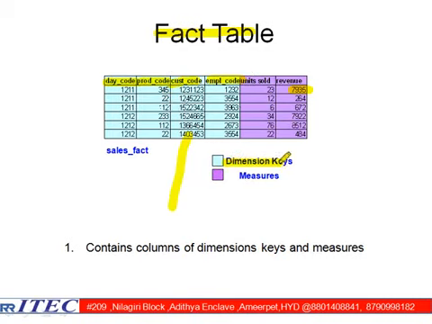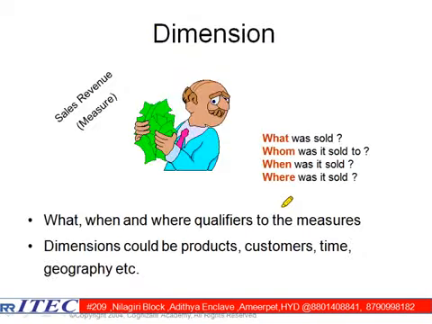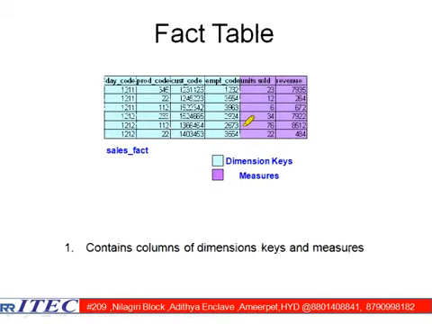So in the fact table we always have the dimensional keys available. Based on that only you are going to answer all these questions. What was sold? The product. Whom was it sold to? The customer. When was it sold? Time. Where was it sold? That is place. All these things should be there in the fact table, then only we are going to understand more about this.